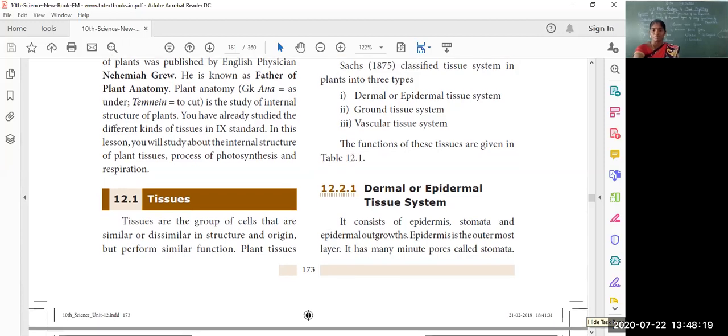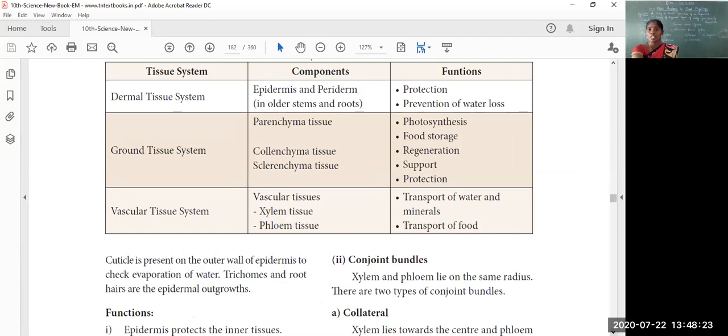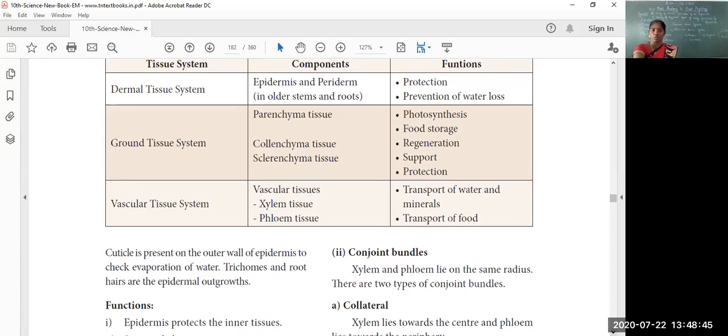Then the next one, cuticle, is present on the outer wall. Cuticle is a thick waxy substance made up of lipids, present on the outer wall of the epidermis to check evaporation of water. Trichomes. Trichomes are hair-like structures. And root hairs are epidermal outgrowths. Root hairs originate from the epidermis.